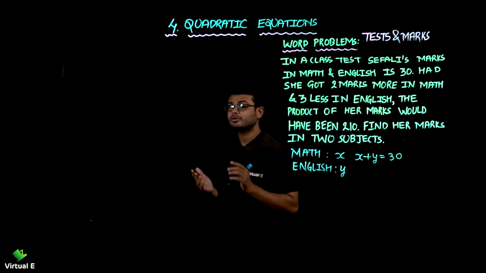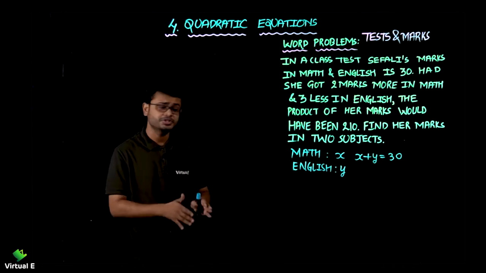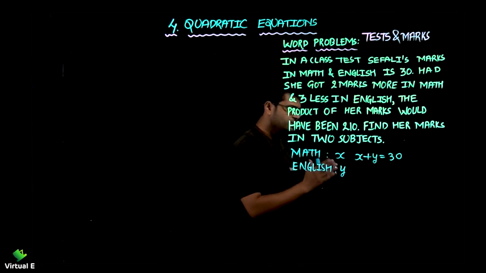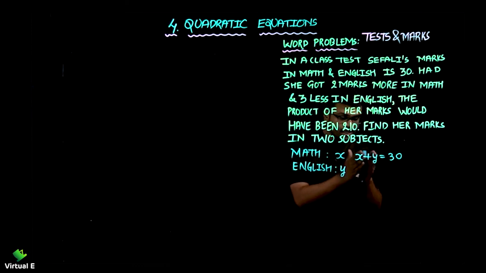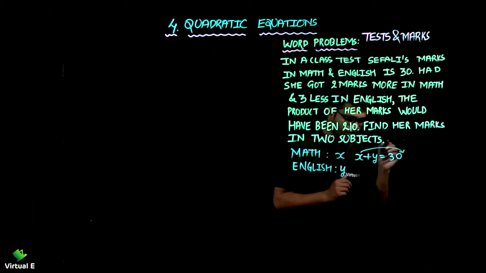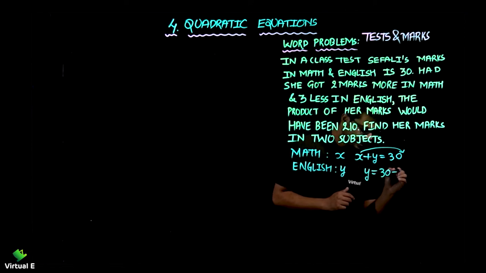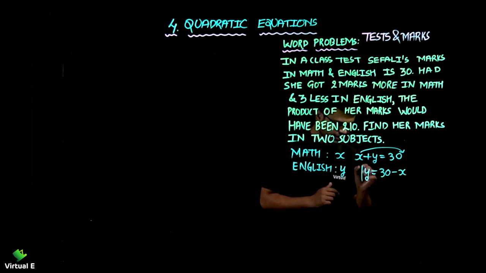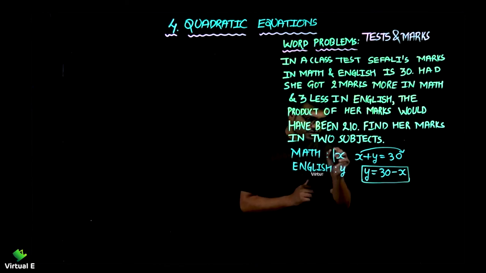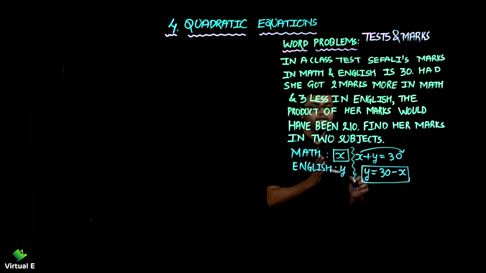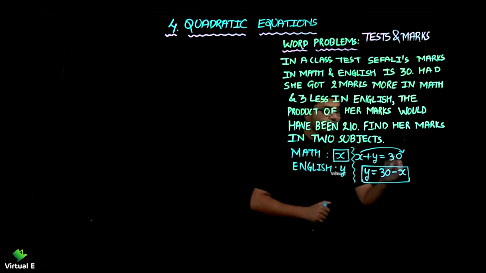Now you know that we are not talking about the pair of linear equations. So we need to get something in terms of another variable. So what I'm doing, English marks, right? I want to make as a subject. So X will be coming over here. So Y is equal to what? 30 minus X. Now you can see that both marks are in terms of X. First is already in terms of X and second is also in terms of X, which is 30 minus X.